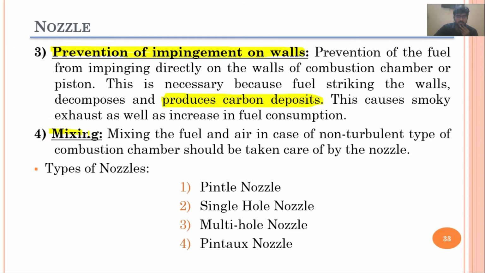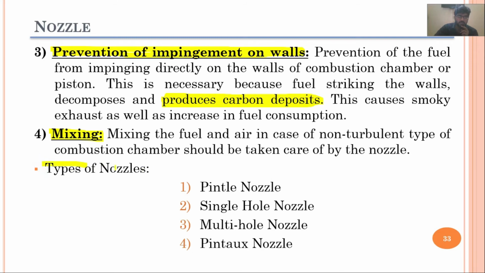Next is the mixing. Better atomization will give proper mixing, and we can have a proper combustion as a result. So mixing of fuel and air in case of a non-turbulent type of combustion chamber should be taken care of by the nozzle. So your nozzle has to ensure that whatever the type of combustion chamber an IC engine has incorporated, better atomization can always result in better mixing as well.